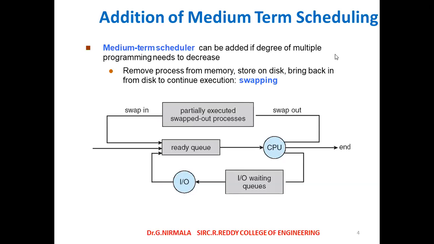The process of removing the process from memory, placing it into the disk, and again moving it back from the disk to the main memory and continuing its execution is called swapping. Swap in, swap out. Listen, this is the CPU ready queue. For example, a partially executed swap out process. This is your IO queue or device queue.